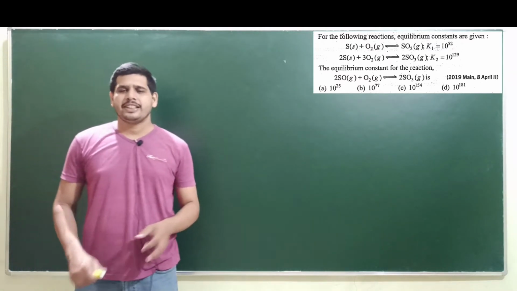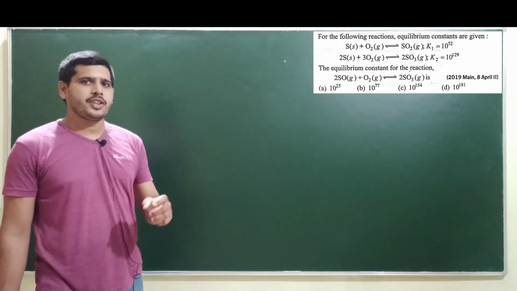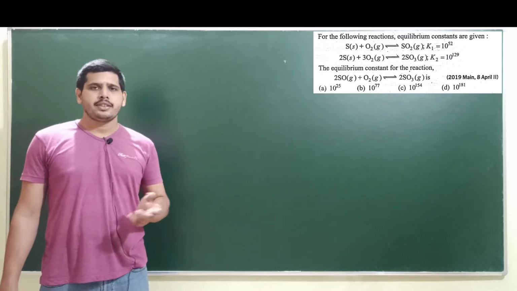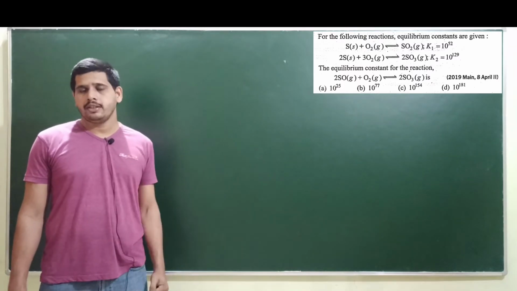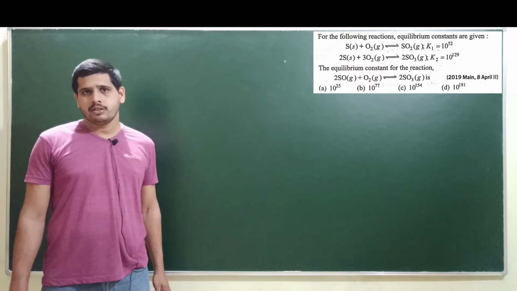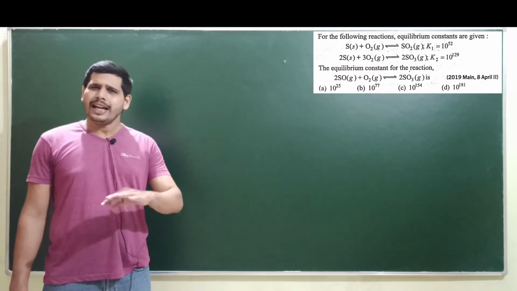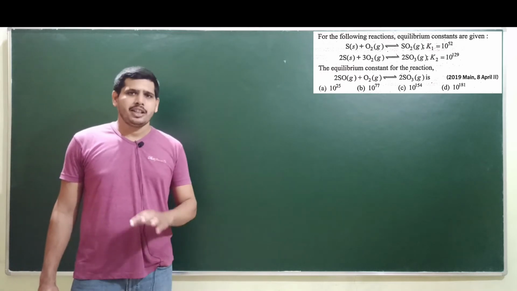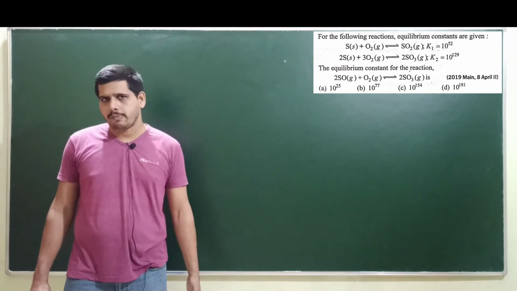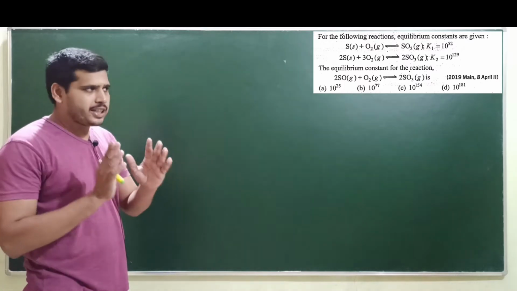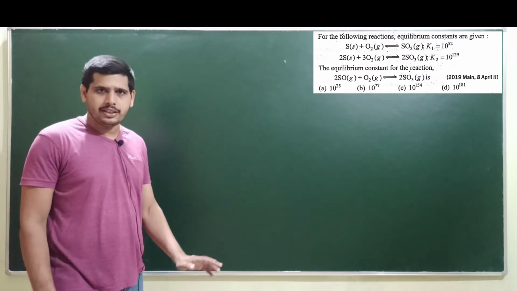Hello students, this question is related to the characteristics of equilibrium constant. Whenever we add equilibrium reactions, equilibrium constants are to be multiplied. Whenever we reverse an equilibrium reaction, the reciprocal of the equilibrium constant is to be taken. And when we multiply the equilibrium reaction with any integer or number, the equilibrium constant is to be raised to the power of that number. So on this basis, this question is to be solved.